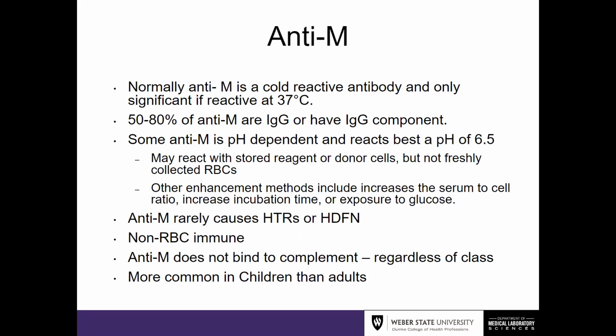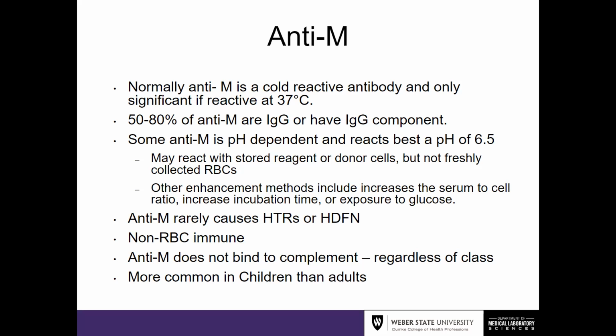All right, let's get into the specific antibodies. So anti-M is normally a cold reactive antibody and is significant only if it is reactive at 37 degrees Celsius. If we remember the high elemental P mnemonic, we have the M in there. However, one key difference here is that other cold reactive antibodies are of the IgM class, while here 50 to 80% of anti-M antibodies are going to be IgG or have an IgG component.